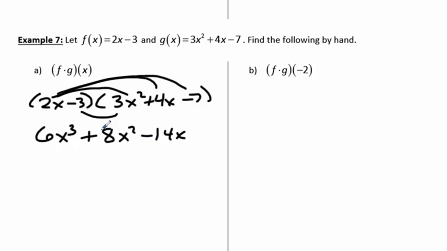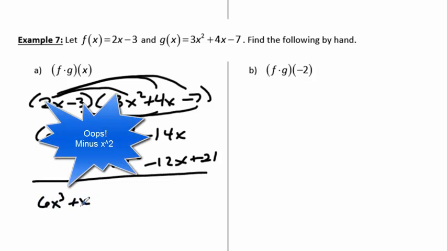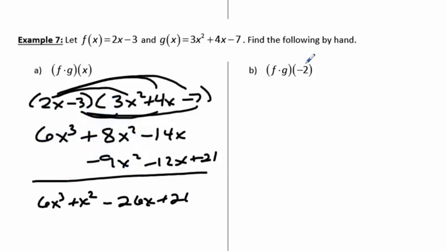Then we'll start with the negative 3, so it'll give us negative 9x squared minus 12x and a positive 21. Let's combine like terms. We get 6x cubed plus 1x squared minus 26x plus 21. Now in part B, they want us to plug negative 2 in place of x in the function f times g. So we have 6 times negative 2 cubed plus negative 2 squared minus 26 times negative 2 plus 21.